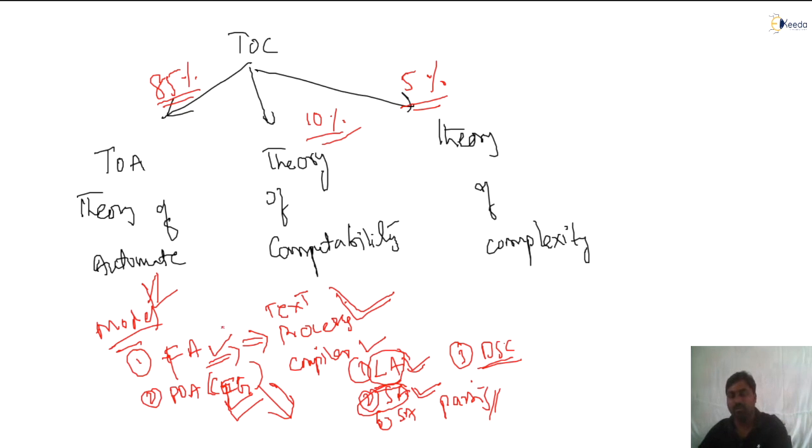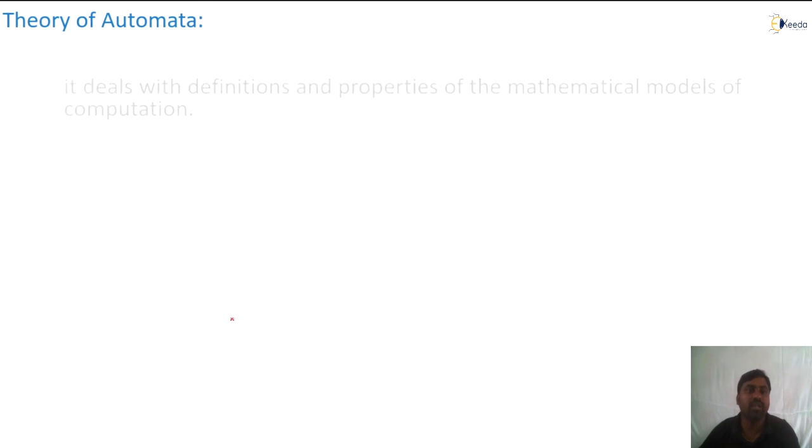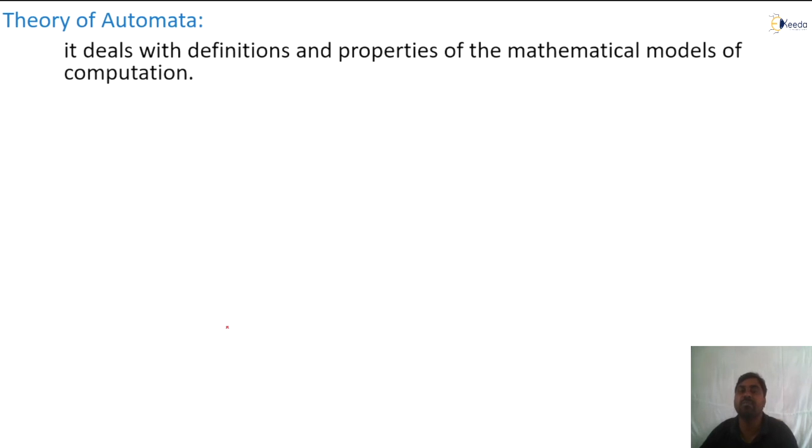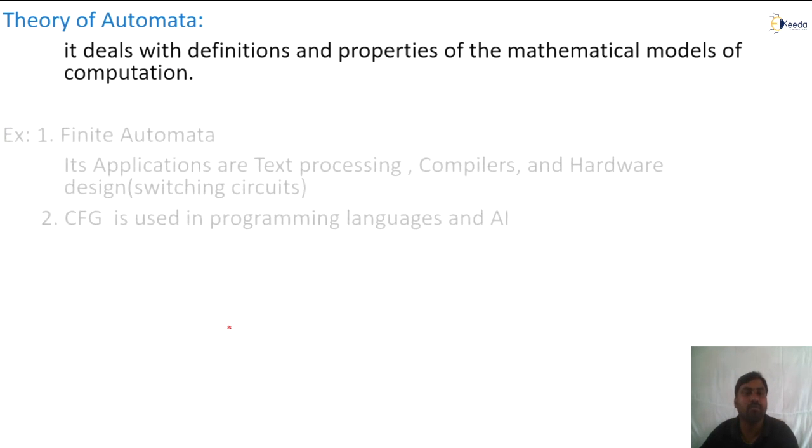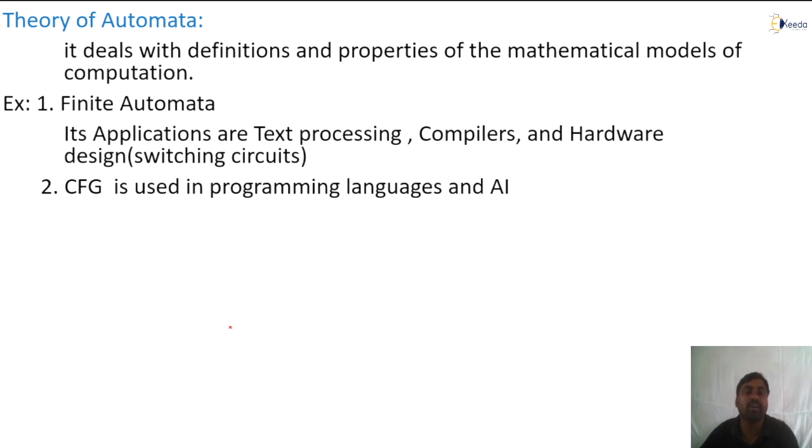Are you getting it? So I may give a list here. Theory of automata deals with the definitions and properties of the mathematical models of computation. Examples I gave: finite automata and context free grammar. So you note down this thing. Applications are text processing, compilers, hardware design, that is switching circuits, and use in programming languages. Theory of automata. Next one, theory of computability.